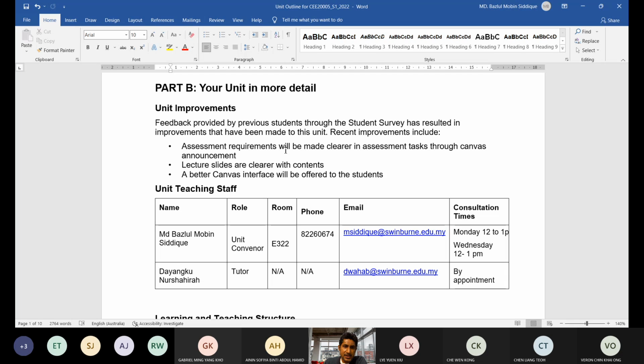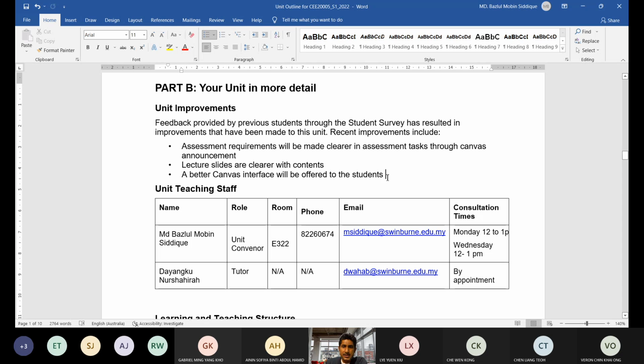Lecture slides are clear with content. Some students said that the lecture slides were not clear. Of course, there was a spelling mistake and a formatting mistake, so I have tried to remove them as much as possible. But if you see any typing mistake now, please let me know so that I can amend it as well.